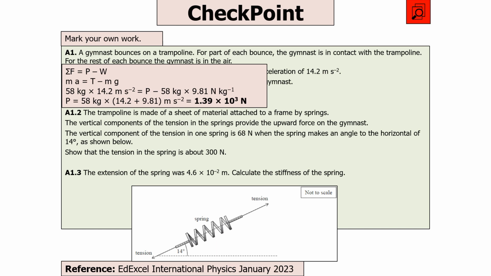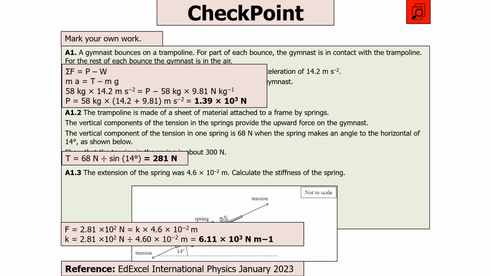We can then show that T sine 14 is equal to 68, because we've got our vertical component, as told in the question. Therefore T, when you work it through, is 281 newtons. Then for the extension, F is equal to kx, so we can work out k by doing F over x, and therefore we get 6.11 times 10 to the 3 newtons per meter.